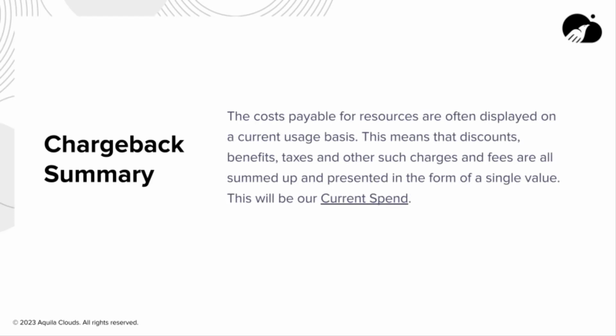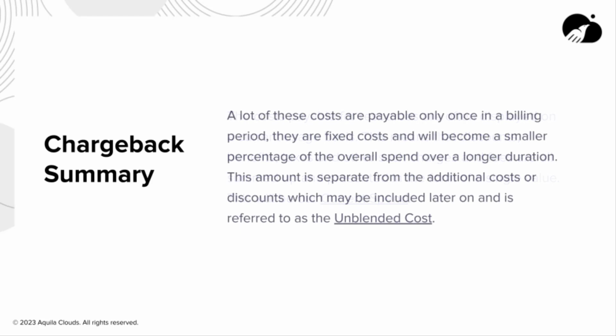The costs payable for resources are often displayed on a current usage basis. This means that discounts, benefits, taxes and other such charges and fees are all summed up and presented in the form of a single value. This will be our current spend. Since a lot of these costs are payable only once in a billing period, they are fixed costs and will become a smaller percentage of the overall spend over a longer duration.